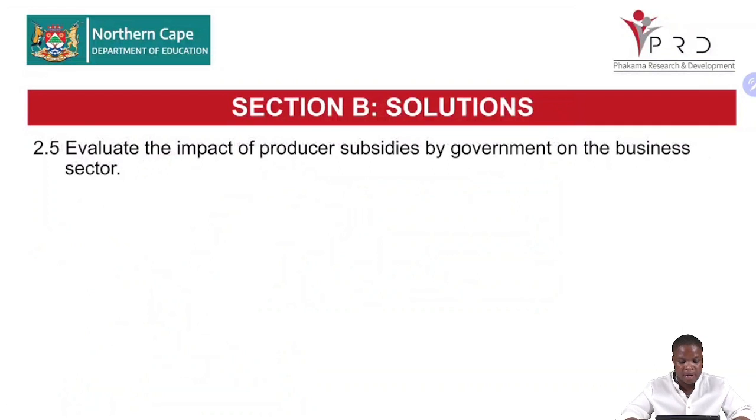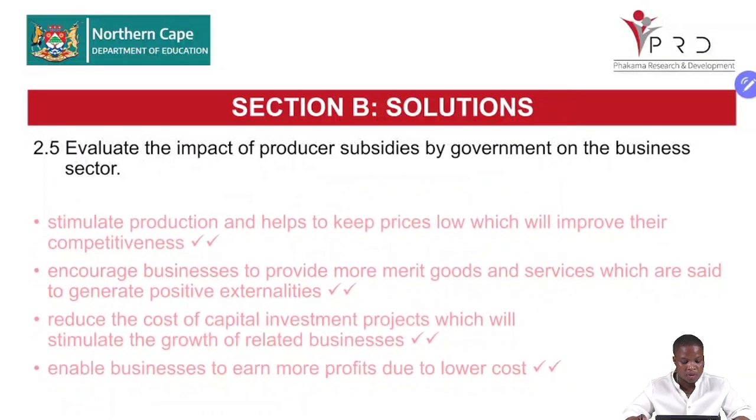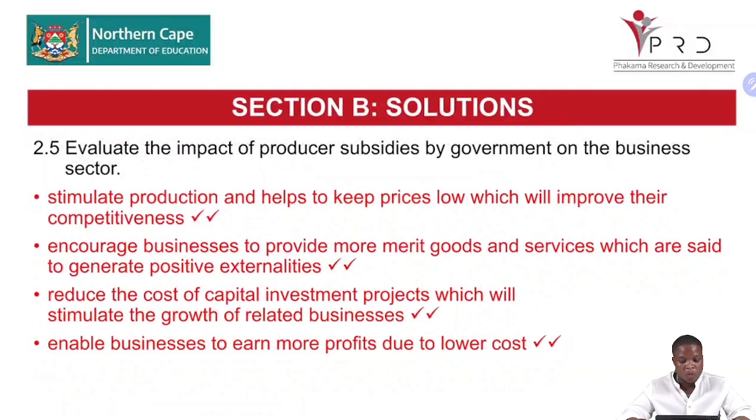2.5, evaluate the impact of producer subsidies by a government on the business sector. Let's look at the responses. When government provides subsidies to businesses, it will stimulate production and help to keep prices low, which will improve their competitiveness. It encourages businesses to provide more merit goods and services, which are said to generate positive externalities.